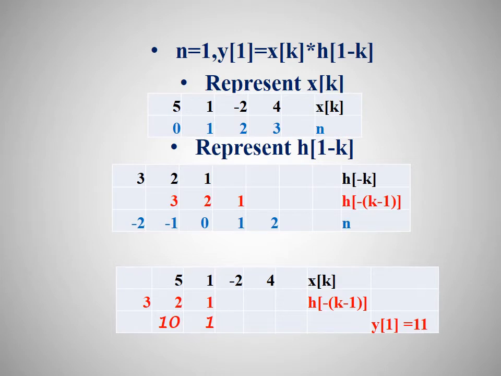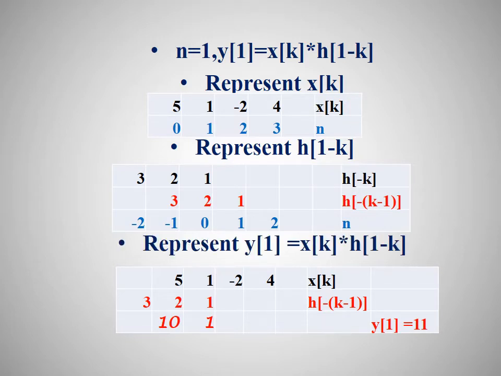Let us go on to the second case where n is going to be equal to 1. When n is going to be equal to 1, we get the expression as y of 1 is going to be equal to x of k into h of 1 minus k. The representation of x of k remains same, hence it is not discussed again. Let us go on to see how h of 1 minus k would be represented. If this is understood, the entire process of discrete convolution becomes very simple.